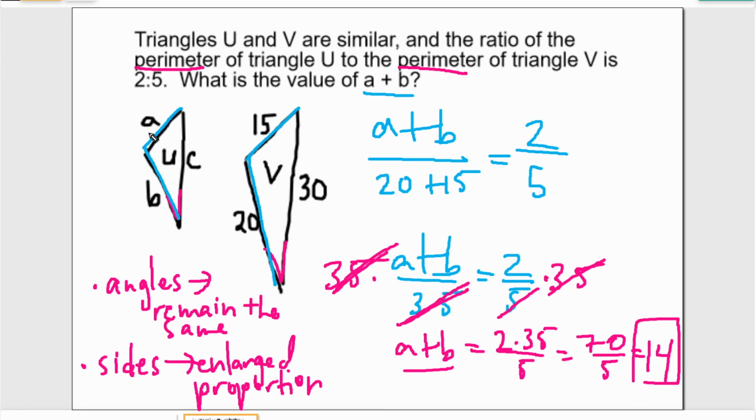Perhaps you wanted to just solve for A and B individually in the end. Well, I hope this is clear and helpful in your study and learning of similarity.